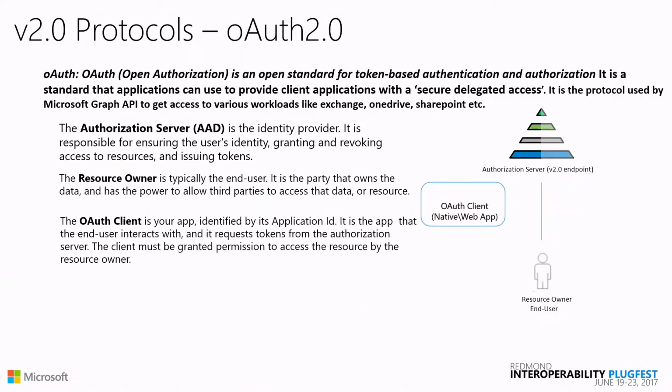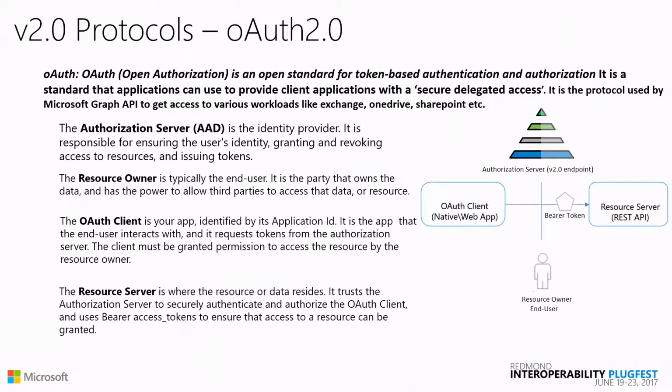So now you have your app. App will get a token from authorization server, and once it has the token, which is the bearer token here, it can access any resource or workload available on Graph using REST APIs. So that's why whenever you're writing an app interacting with Graph, this is the first thing you have to do. That is authentication.